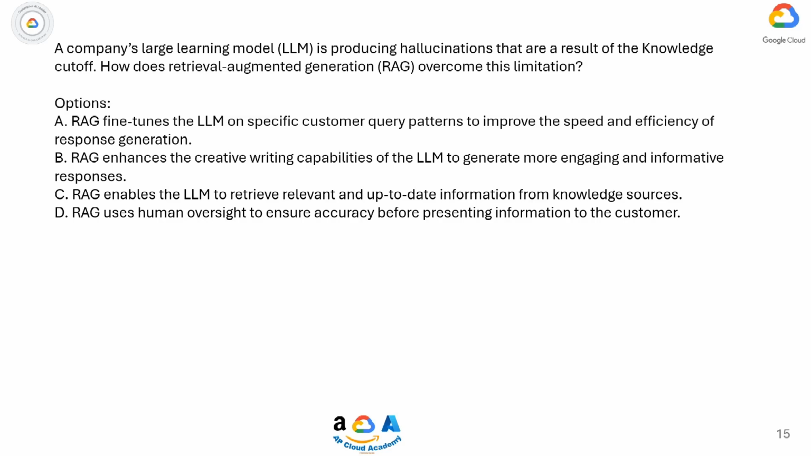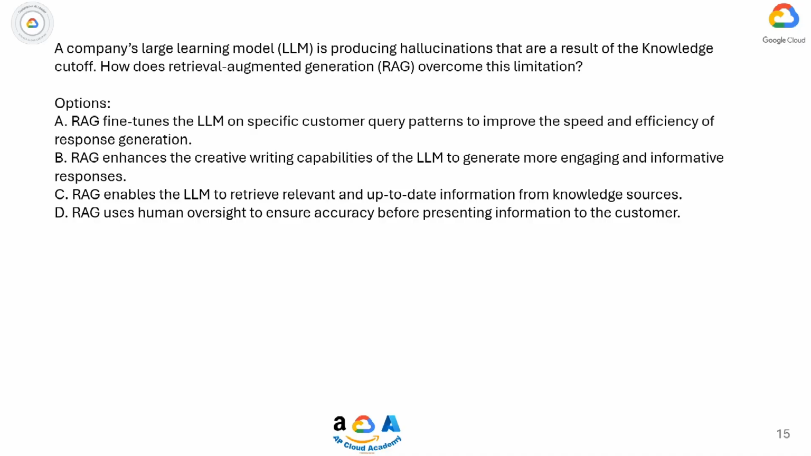A company's large language model, LLM, is producing hallucinations that are a result of the knowledge cutoff. How does retrieval augmented generation, RAG, overcome this limitation? Options. A. RAG fine-tunes the LLM on specific customer query patterns to improve the speed and efficiency of response generation. B. RAG enhances the creative writing capabilities of the LLM to generate more engaging and informative responses. C. RAG enables the LLM to retrieve relevant and up-to-date information from knowledge sources.